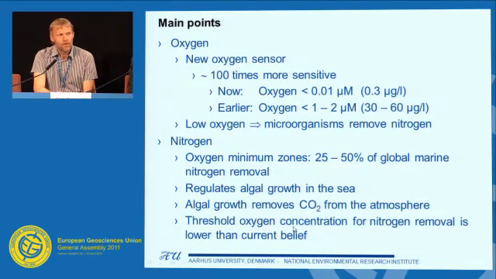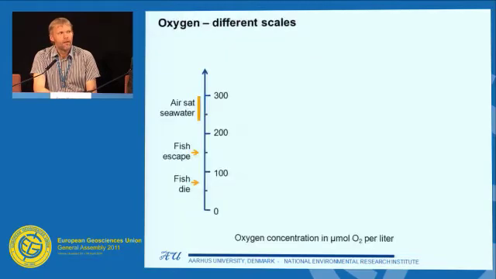And what we've done now is looked at the threshold oxygen concentration below which the microorganisms switch from oxygen respiration, oxygen breathing, to the other life forms they can do, and remove nitrogen. So just talking about oxygen, there are different scales. This is a scale of oxygen where we look at the surface waters in the sea. There are about 300 micromolar of oxygen. If we go down to half of that, the fish will start to escape, try to avoid it, those that can. And if we go another 50% down, the fish and macro life will start to die.